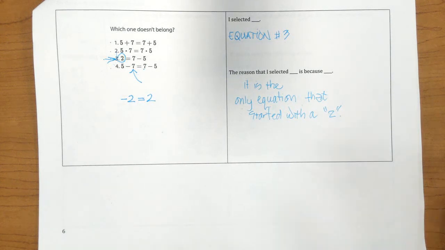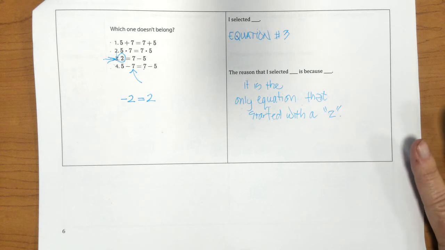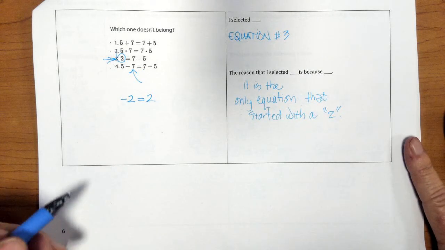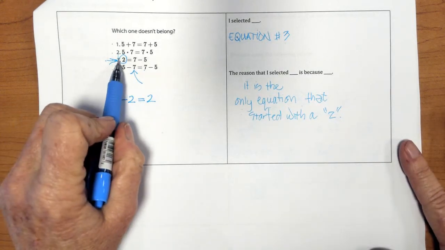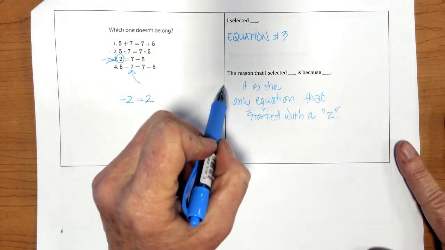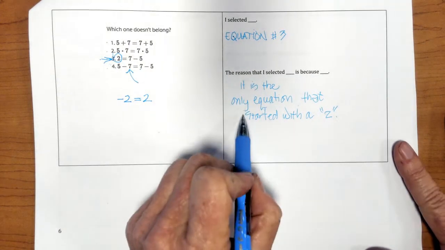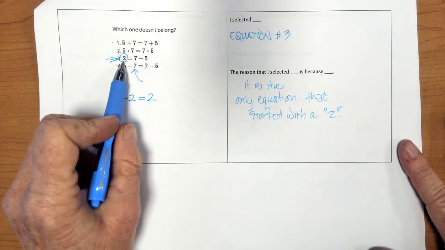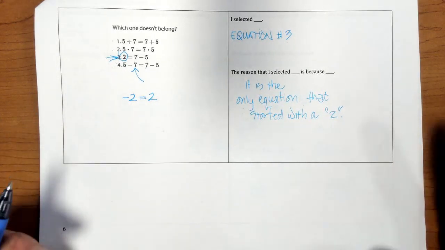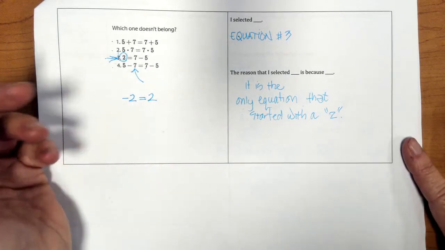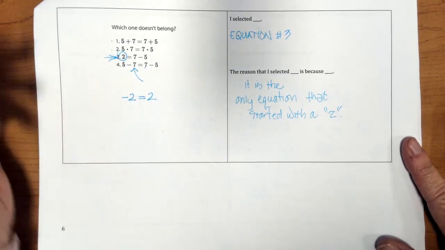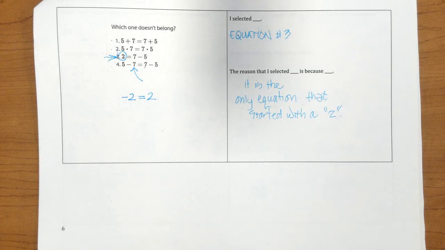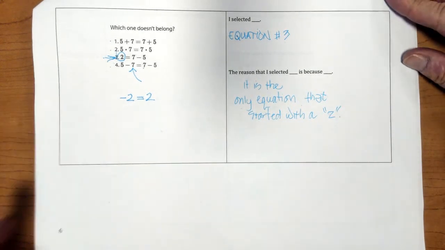So you can see that for my equation, I chose number 3. And why did I choose equation number 3? Well, I noticed that it was the only equation that started with a 2. And I could have easily selected another one for a different reason, but that one just kind of came to my visual really quickly. All right, so moving on.